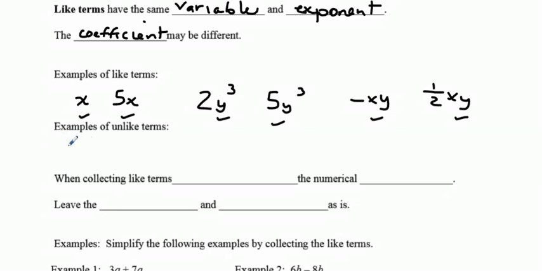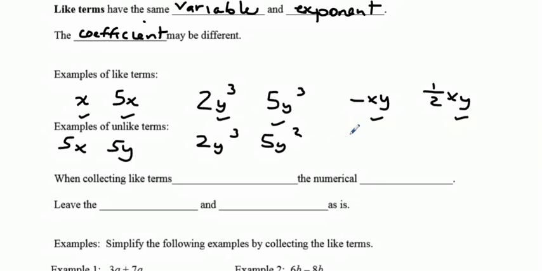So unlike terms would be something like x and y. Even if you had 5x and 5y, not like terms; the variable needs to be the same, not the coefficient. If I had 2y cubed and 5y squared, yes, the letter's the same, but the exponent's not the same. So again, not like terms.